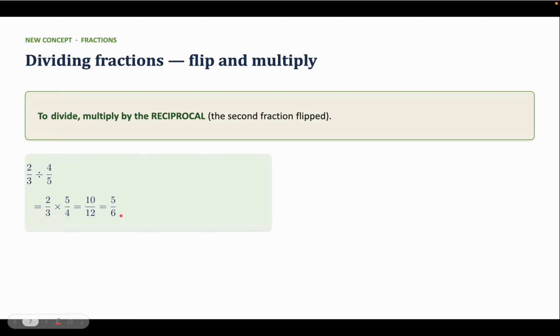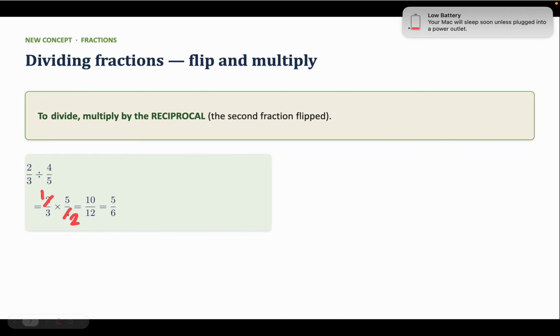Now, do you notice how we could have canceled first? So notice how we could have factored out a 2 here, and that would have been 1. This turns into 2. And then between 3 and 5, there's no factoring or cancellation that we can do. So now we have 1 times 5, which is 5, and 3 times 2, which is 6. So canceling first just got us directly to a smaller fraction.